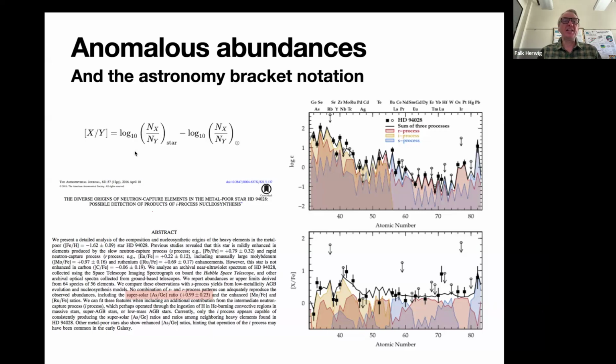And the bracket notation is essentially saying, take the ratio of two elements in the star and take the ratio of that to the ratio of the two elements in the sun and take the log of that ratio. And what that tells you is if the bracket notation is 0, then the star or the object that I'm looking at has the same ratio of these two elements as the sun. So the bracket notation of 0 is sort of normal. That's sort of like the sun.